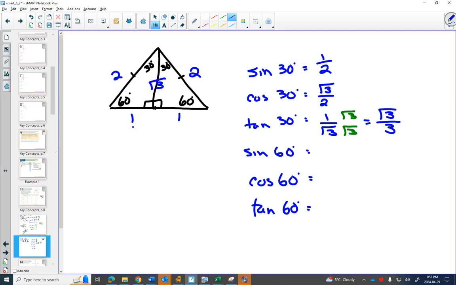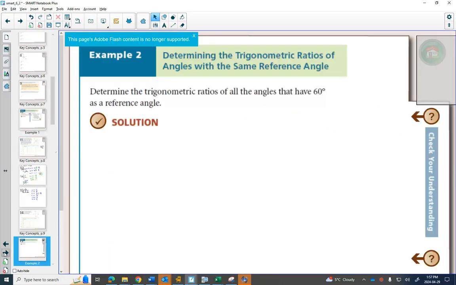And sine of 60, opposite over hypotenuse. Cos of 60, opposite over hypotenuse. Tan of 60, opposite over adjacent. And not only do you know those, but we can figure out anything that has those as reference angles, which they've got as part of the chart in example 2. I'm going to show you that chart in example 2.